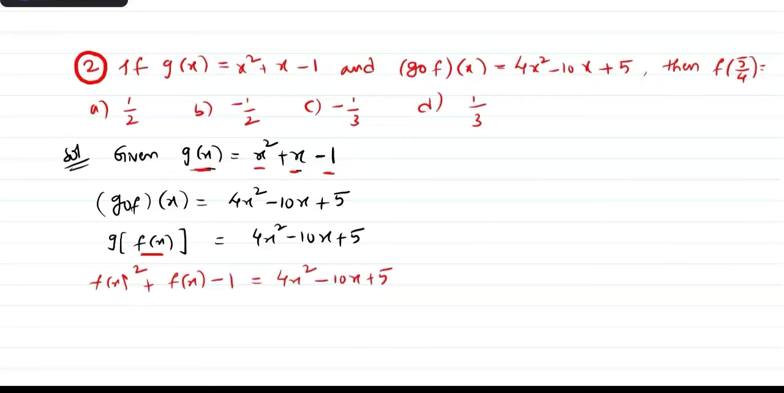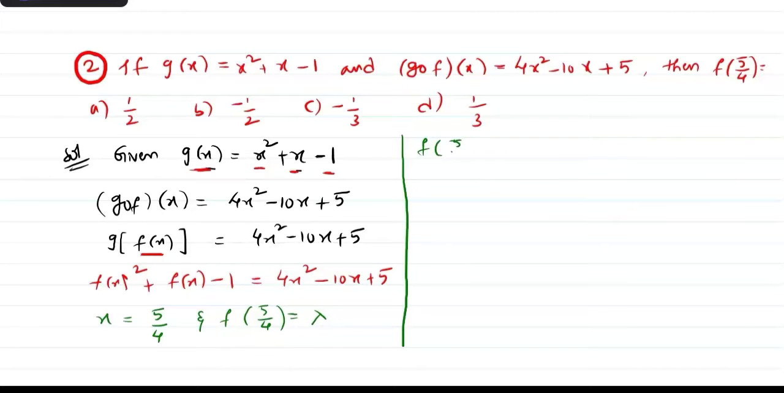So here you have to take some substitution, that is take x is equals to 5 by 4, that we have to find the value, and wherever you will get f of 5 by 4, take the constant lambda for simplification purpose. Okay, now come to the further steps. If you substitute x equal to 5 by 4 on the right hand side, you will get f of 5 by 4 whole square plus f of 5 by 4 minus 1 is equal to 4 times of 5 by 4 whole square minus 10 times of 5 by 4 plus 5.